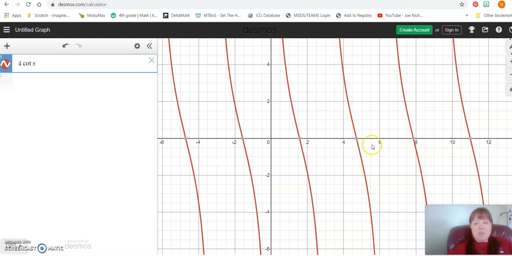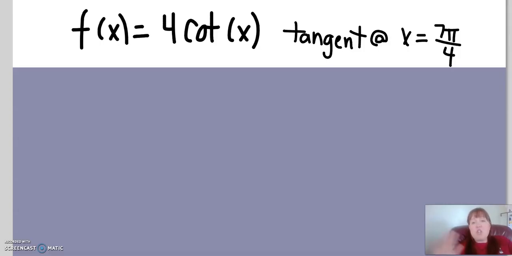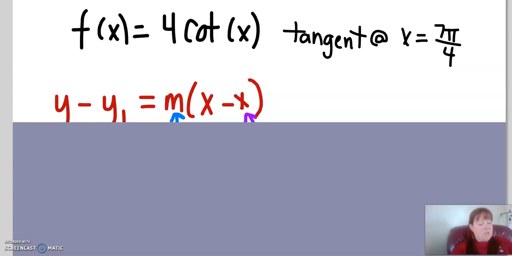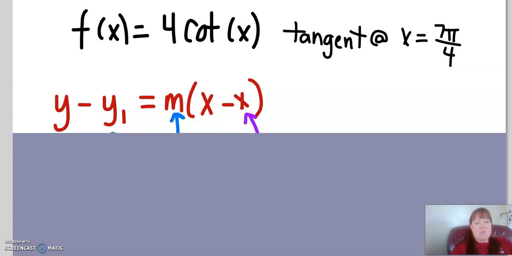So we're looking for the line that touches it just at that one point where x equals 7 pi over 4. What do we need to know about this line to be able to write the equation? Well, it's going to be in point-slope form, so we need the y value and the x value at that point, and then we need the slope of this line too. When we hear the word slope, we think ding, ding, ding, that means derivative. I can find the derivative, which tells me the slope of the tangent line at any point.